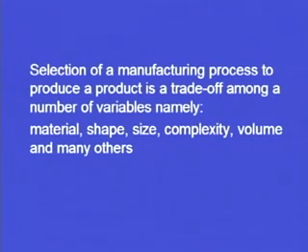These variables are the material of the product that we are going to produce. It can be wood, it can be stainless steel, it can be cast iron, it can be aluminum, it can be titanium. Now, the material will play an important part in selection of a manufacturing process. The second is shape, size, complexity, volume, and there are many other factors which we may have to consider in order to finally select a manufacturing process.